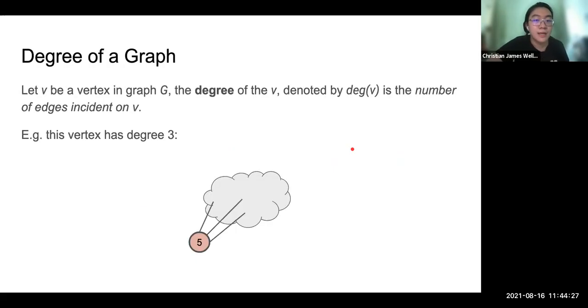Okay, now let's talk about the concept of degree of a vertex in the graph, right? So the header really should be talking about just degree in general. But let's say V be a vertex in graph G. The degree of a node V is the number of edges incident on V. You can think of it as, how many edges am I connected to? So this vertex has degree 3 because there are 3 edges incident on it.